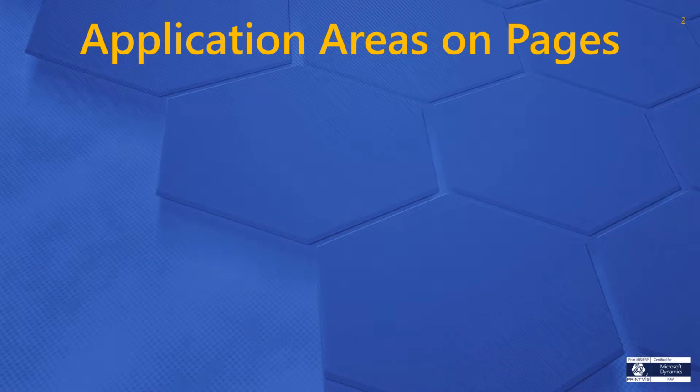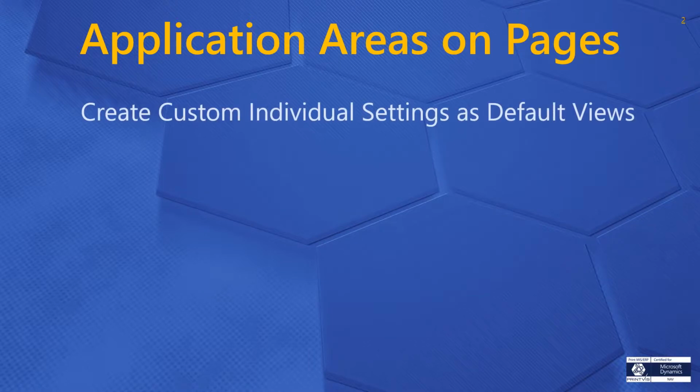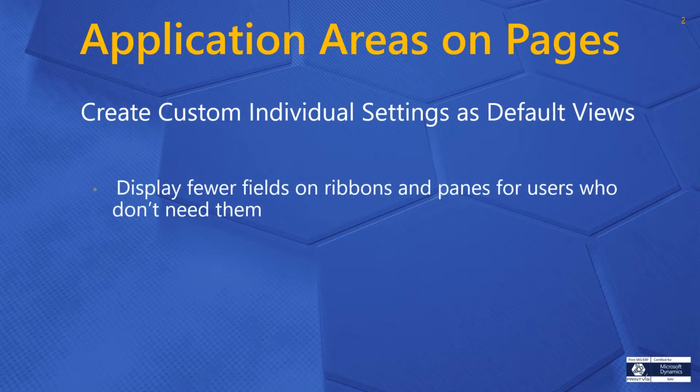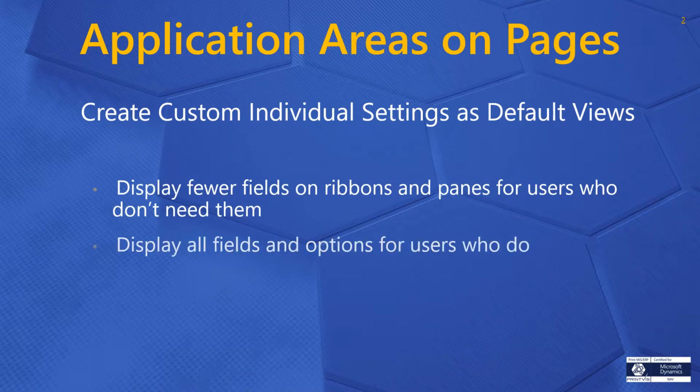Application areas allow you to create custom individual settings as default views on each page for predefined user types. For instance, a basic user may need only a simplified interface, displaying fewer fields on the ribbon and the panes. Likewise, all available fields and options can be set as a default view for the expert user who requires them. It's worth noting that the use of the application area system is not mandatory. The standard user interface of Dynamics NAV will remain the default for companies who do not need to leverage a differentiated user experience.